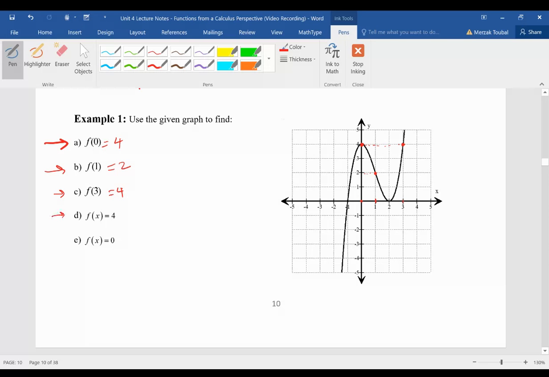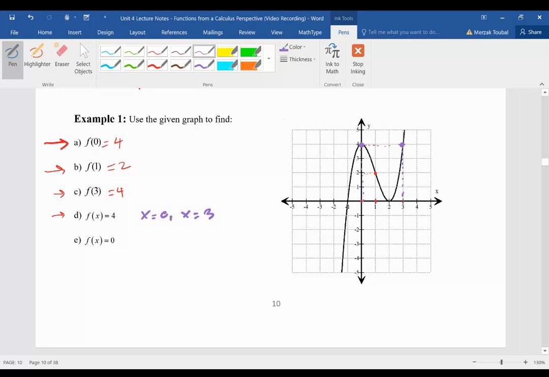Now D, it says f of x equals 4. That means find x when y equals 4. So y equals 4 would be at this point and this point. What is the x coordinate that corresponds to this point? That will be 0. So x equals 0, comma, and is there another one? Yes. x equals 3.